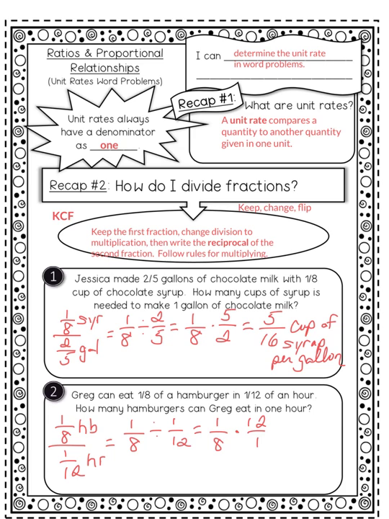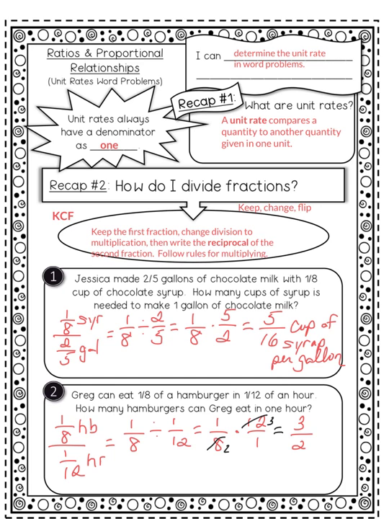I notice when I look diagonally, I can divide 8 and 12 both by 4. So 4 goes into 8 twice, 4 goes into 12 3 times. Then I multiply straight across. 1 times 3 is 3, and 2 times 1 is 2. There is our answer.